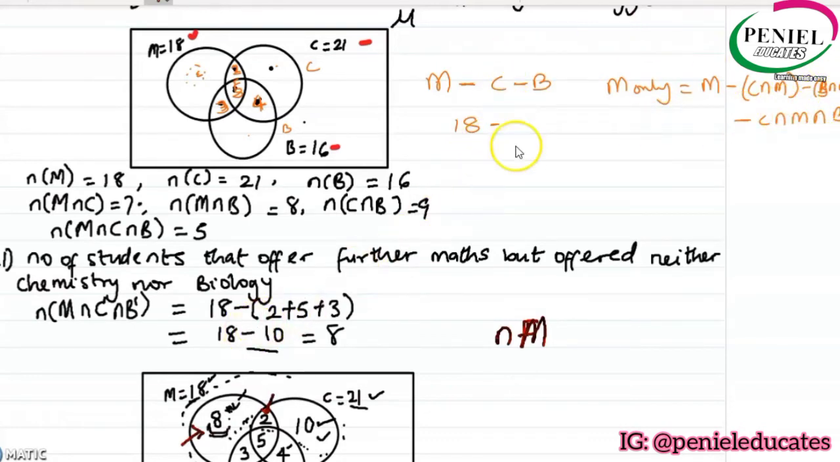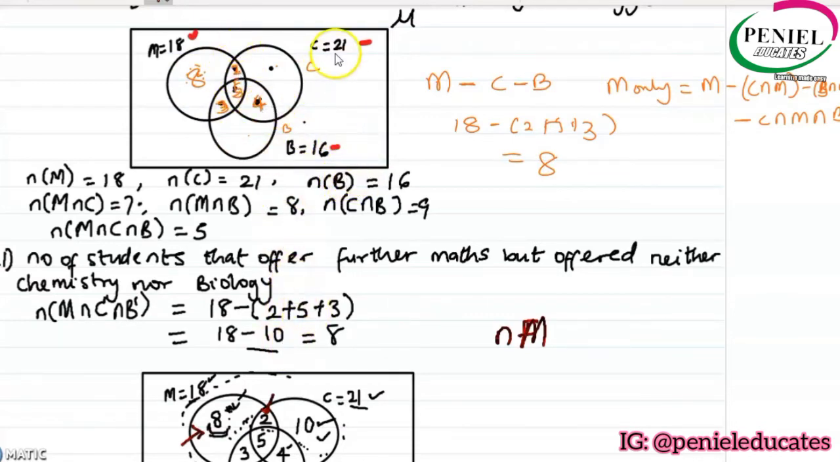So what we then do is 18 minus C intersect M, that is 2, plus 5 plus 3. All this intersect is 2 plus 5 plus 3. That is 18 minus 10, that is 8. So that means we have 8 people offering further mathematics only. You can do the same thing for all the rest.